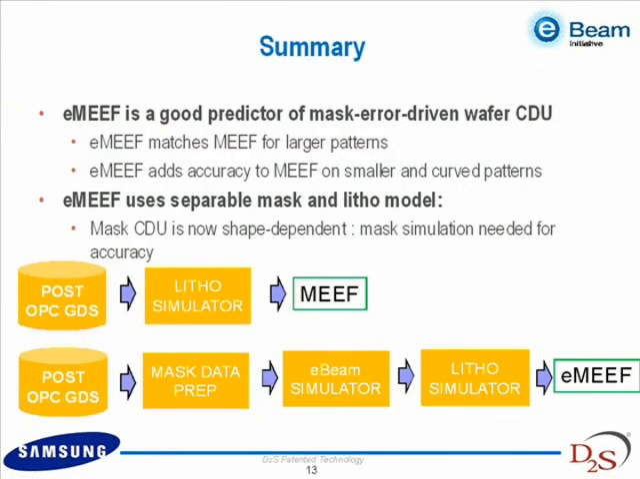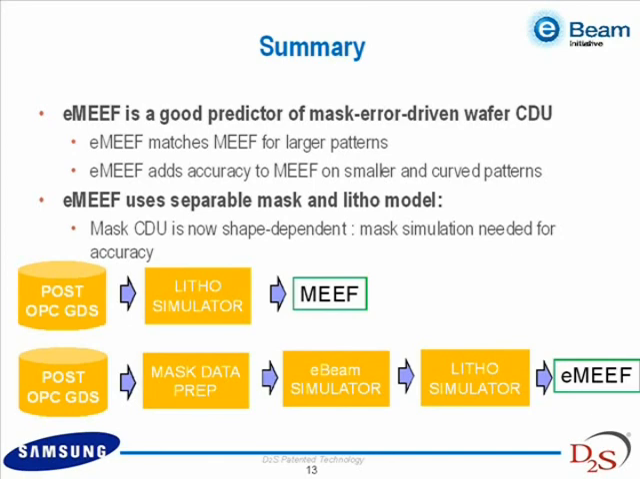In summary, eMEEF is a good predictor of mask errors, and therefore it's a good predictor of mask error-driven wafer CD uniformity. eMEEF is normalized to be exactly the same as MEEF for all large patterns. Therefore, it is just as good of a predictor for mask error enhancement factor for older technology nodes. But for the advanced technology nodes, anything at 20 nanometers and below, eMEEF is significantly better. eMEEF adds much more accuracy on smaller and curved patterns. Nature is more complex and its richness is much more obvious for smaller technology nodes.